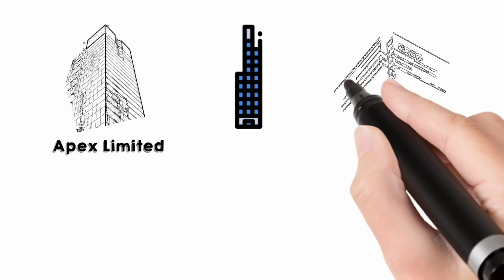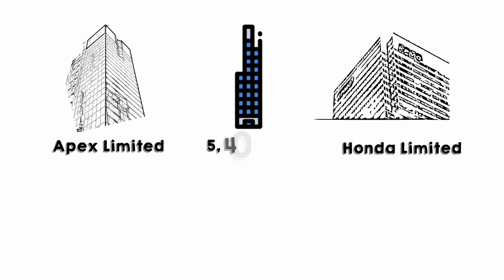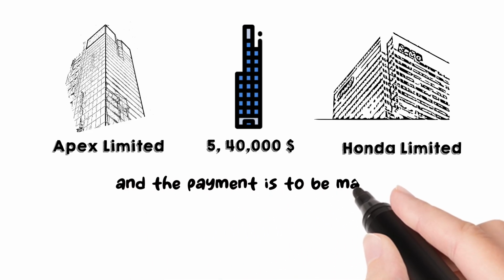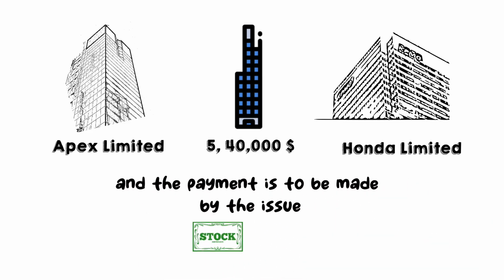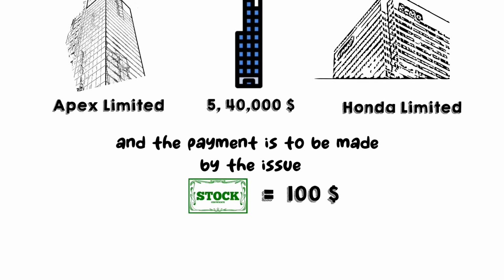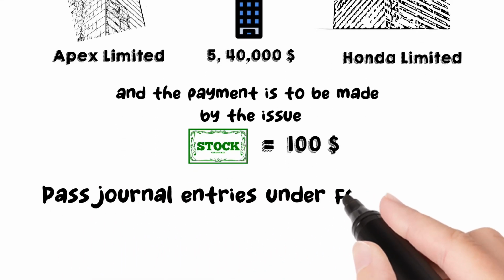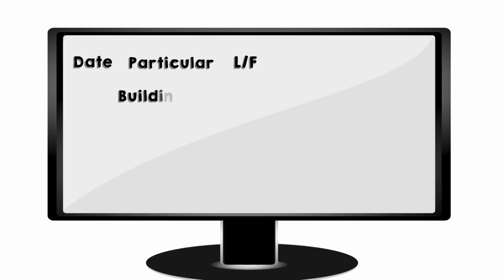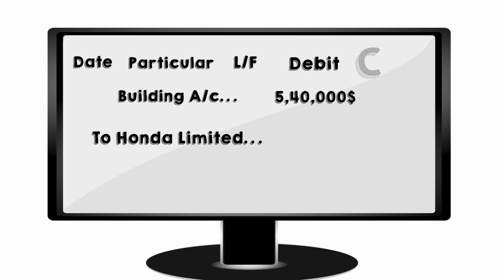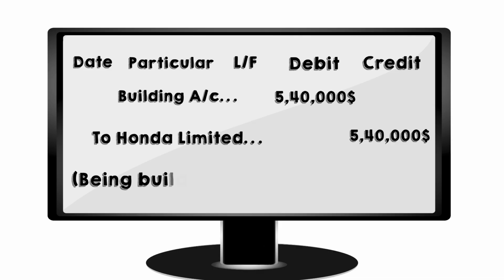APIC Limited purchased a building from Honda Limited for $540,000, and the payment is to be made by the issue of shares of $100 each. Pass journal entries under the following situations. Solution. Building account, debit, $540,000. To Honda Limited, credit, $540,000. Being building purchased.